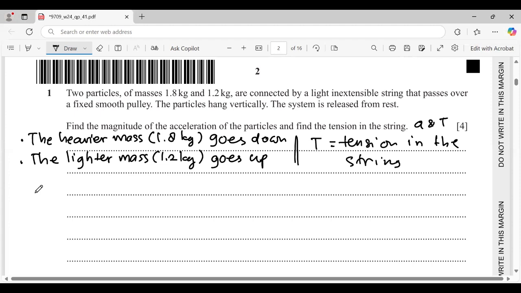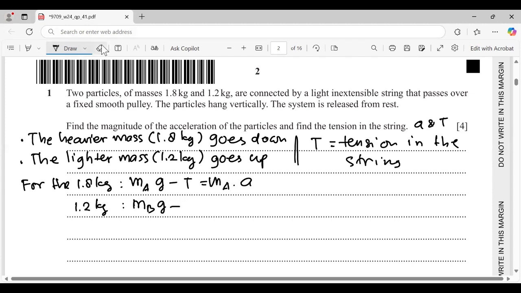So according to Newton's second law, we can write it like this. For the 1.8 kilograms mass, m_a times g minus T equals m_a times a. And for the 1.2 kg mass, with m_b times g as the gravitational force, T minus m_b times g equals m_b times a.